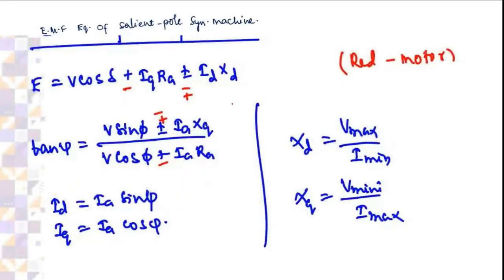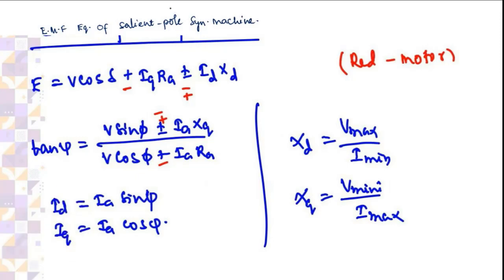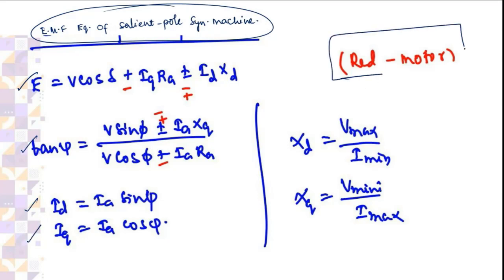Now, so far we have seen the formulas for the cylindrical rotor synchronous machine. The formula for the salient pole synchronous machine differs because the reactances are different. There will be direct axis reactance and quadrature axis reactance, and therefore the induced EMF equation will be like this. The blue ink is for generator and the red ink is for synchronous motor.